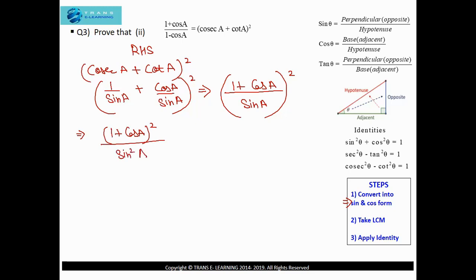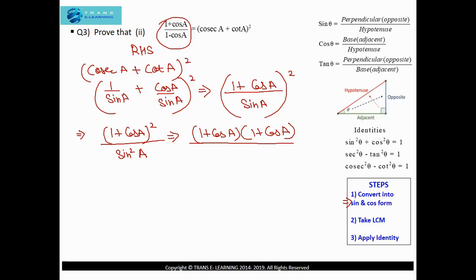sine square A. So what I'm going to do here, I'm going to write this (1 plus cos A) whole square as (1 plus cos A) into (1 plus cos A). Again, why am I not applying the formula of (A plus B) whole square? Because on the left hand side I don't need A square plus 2AB plus B square. There is no 2AB on the left hand side, so there is no need to open the bracket using the formula of (A plus B) whole square.